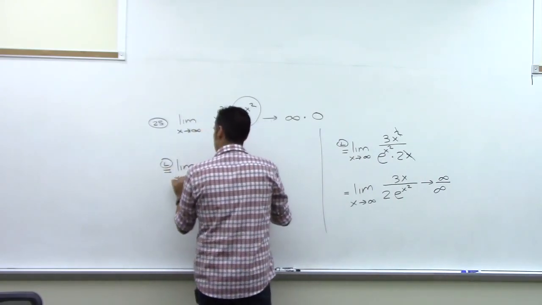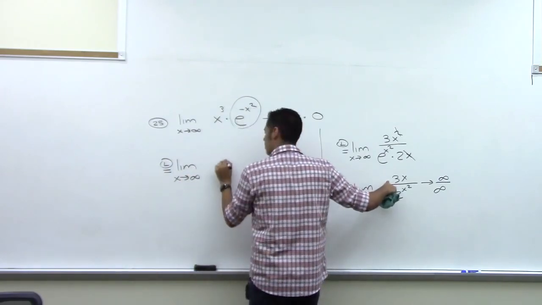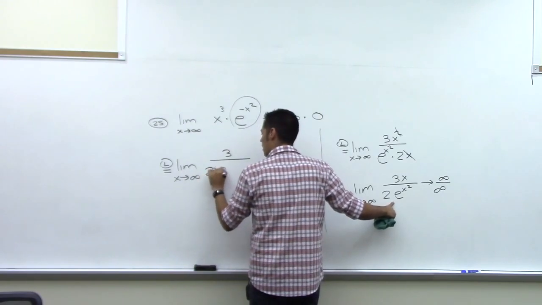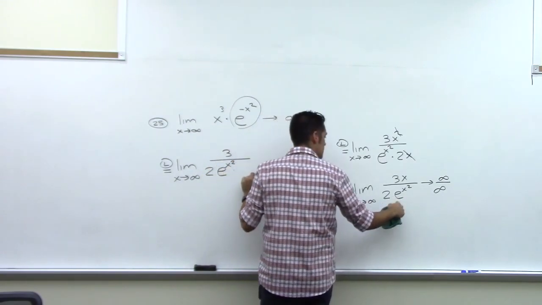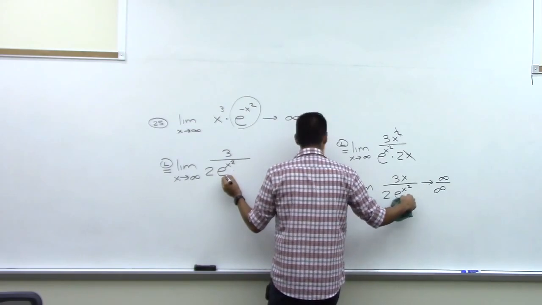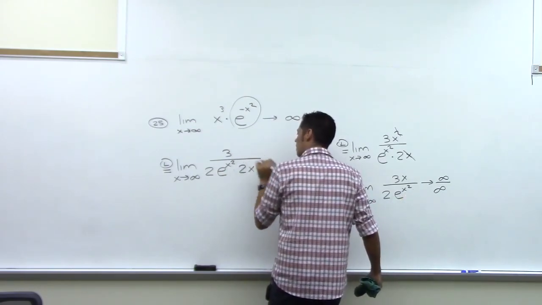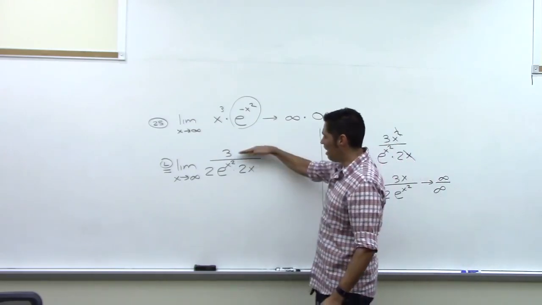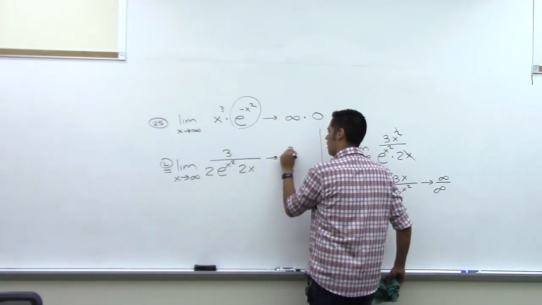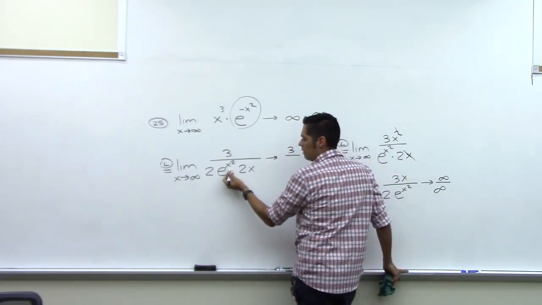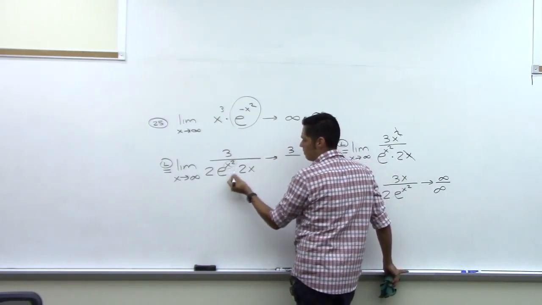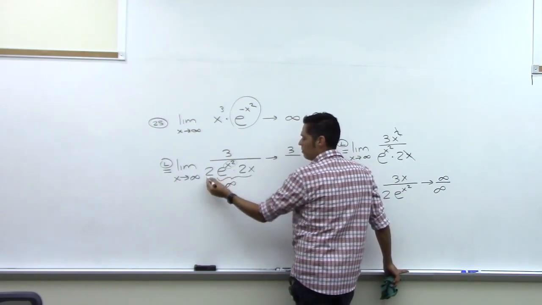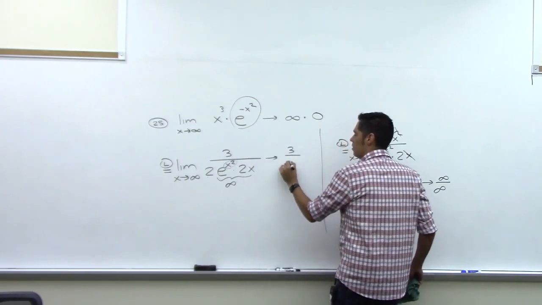Limit as x goes to infinity, derivative of the top is just 3, over derivative of the bottom, the 2 comes for the ride, e to the x squared, the derivative of e to the x squared is itself, there it is, times the derivative of what was up here, 2x. And now let me try and let x go to infinity again. The top just stays at 3, and the bottom is like e to the infinity, which is infinite, times 2 times infinity, that's infinite, so you get infinity here.